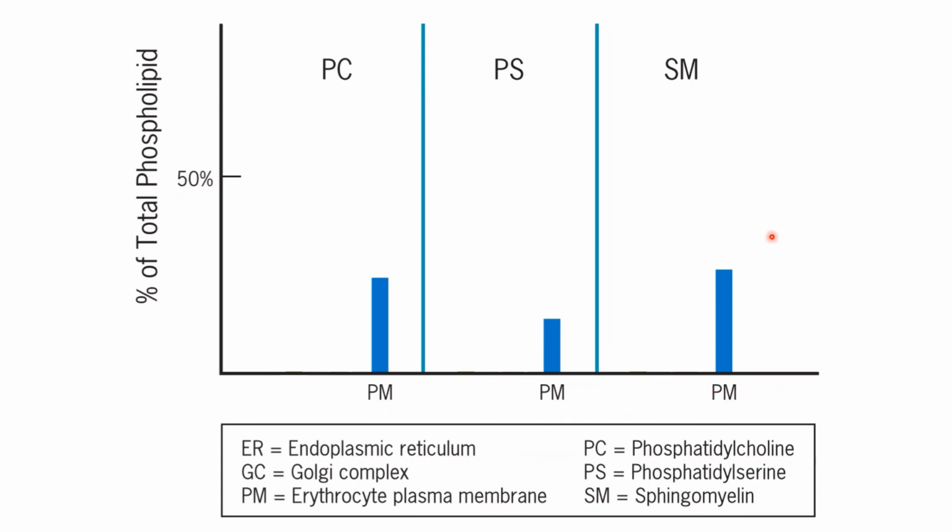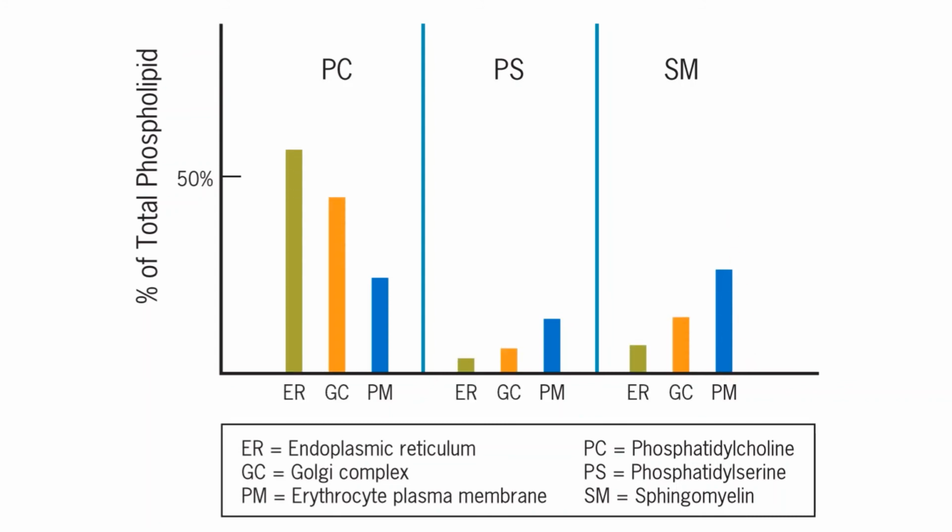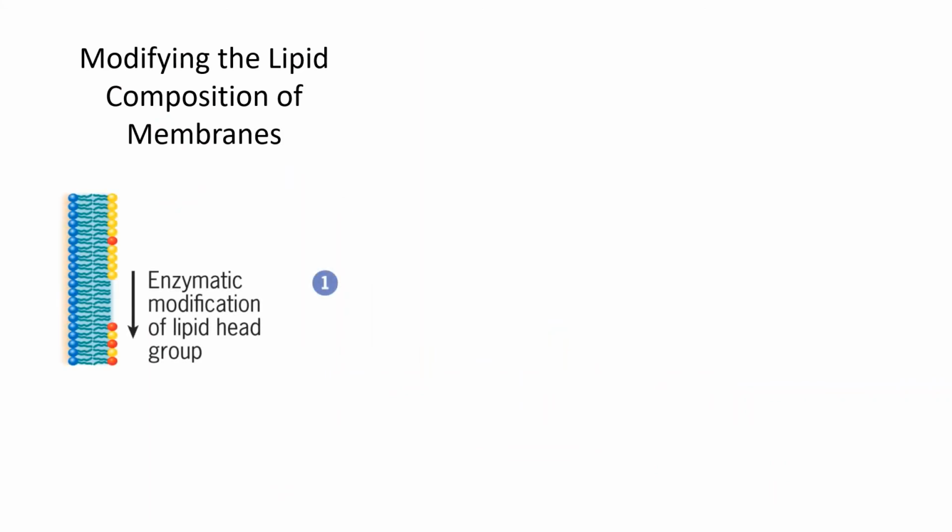There are now more sphingomyelin than phosphatidylcholine. So how is that possible when in fact in the ER there are more phosphatidylcholines, but in the plasma membrane there are more sphingomyelins? Look at the trend here. The answer is there will be modifications in the lipids.